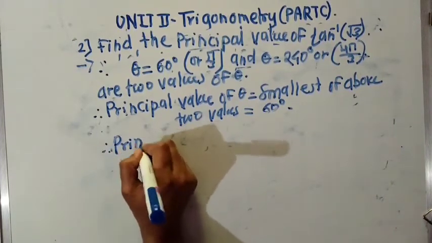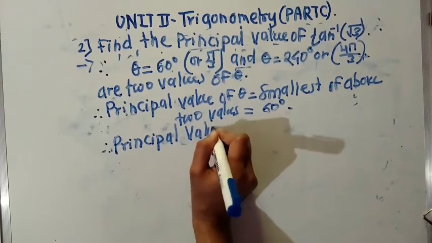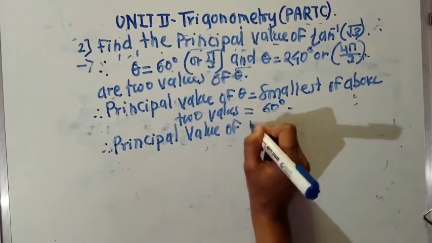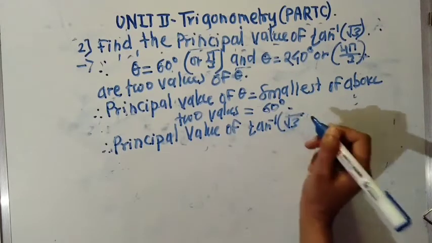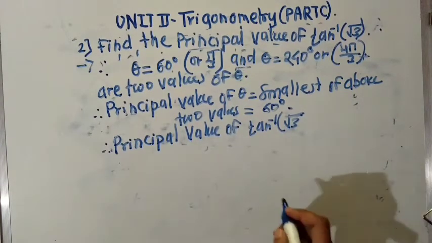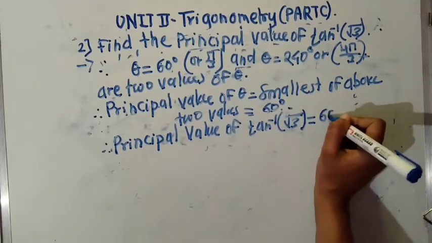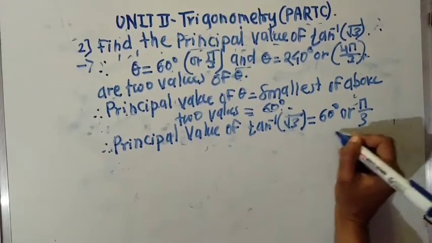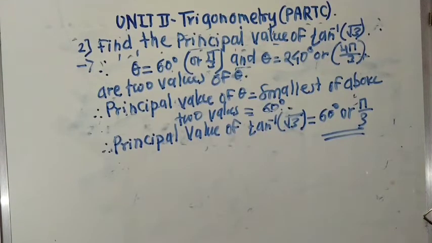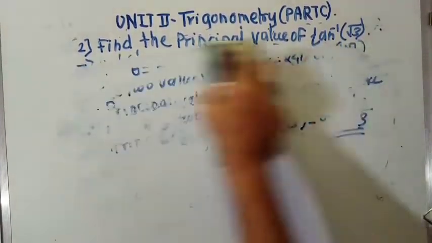Hence the principal value of tan inverse of √3 is equal to 60 degree, or 60 degree means pi by 3. Then we study the next example.